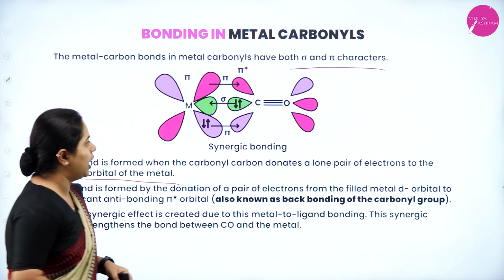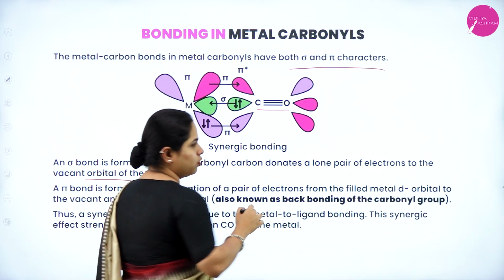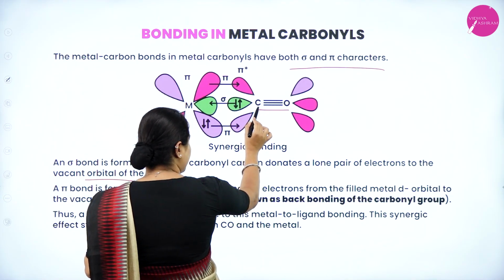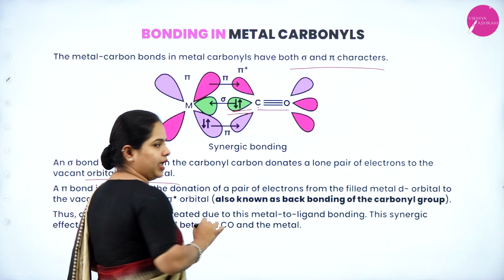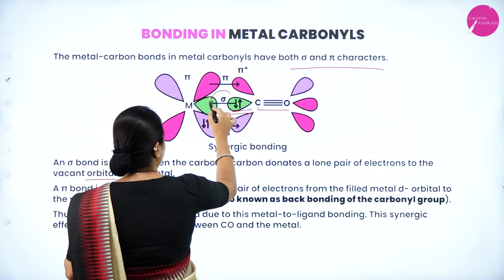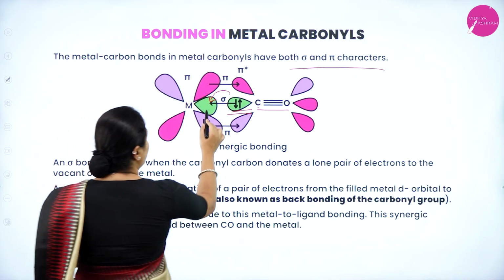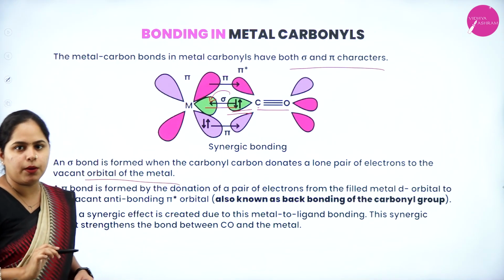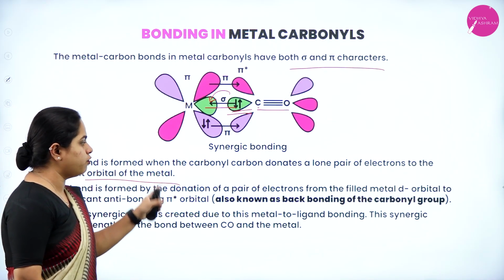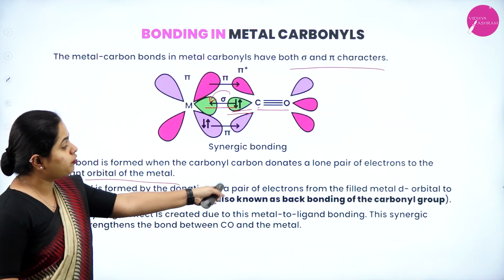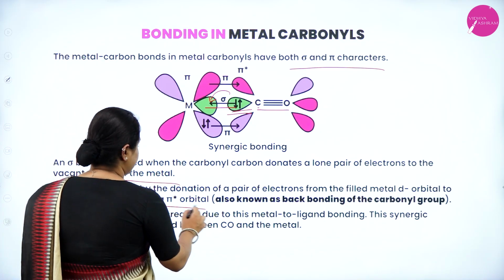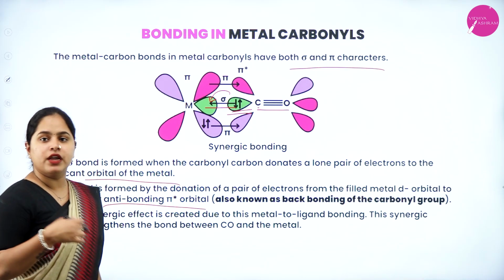So how is the sigma bond formed? When the carbonyl carbon, so you can see here C triple bond O, which is the carbonyl ligand, right? The carbonyl carbon will donate these electrons to the vacant orbital of the metal. So this is how a single bond, that is a sigma bond, is formed. Clear? Now a pi bond is formed by the donation of a pair of electrons from the filled metal d orbital to the vacant anti-bonding, that is pi star orbital of the ligand.